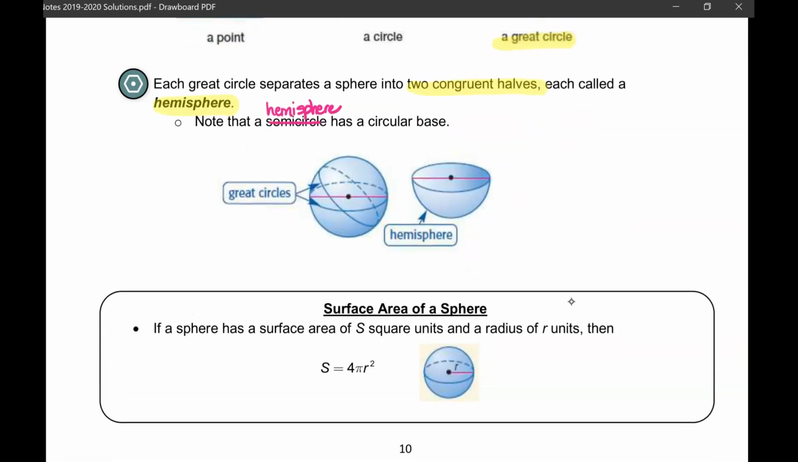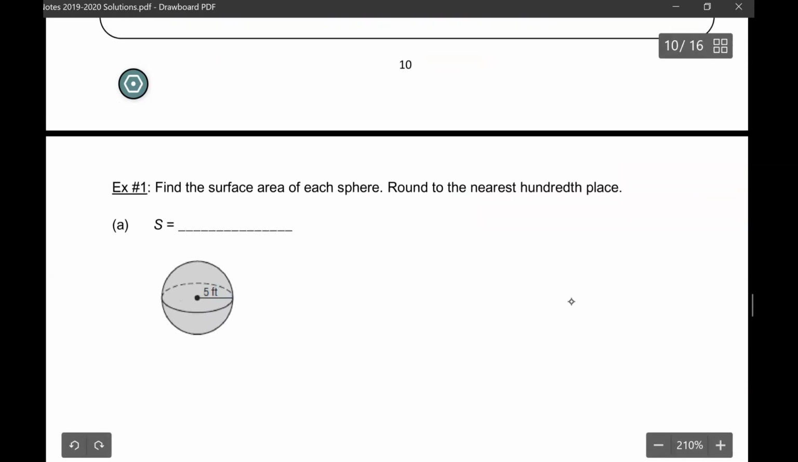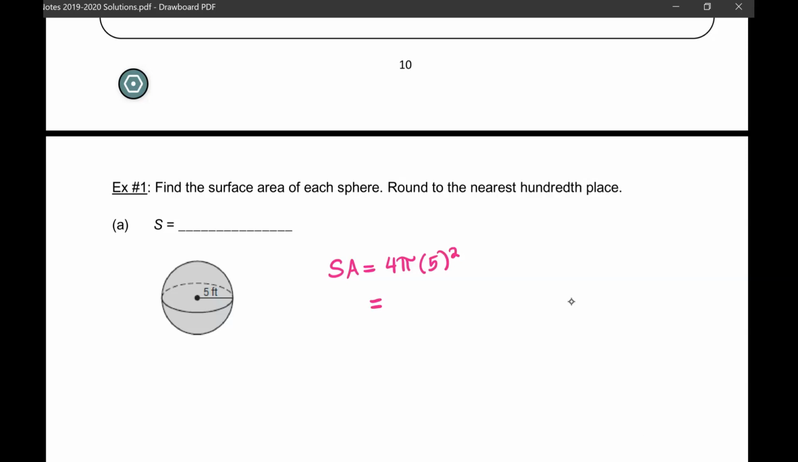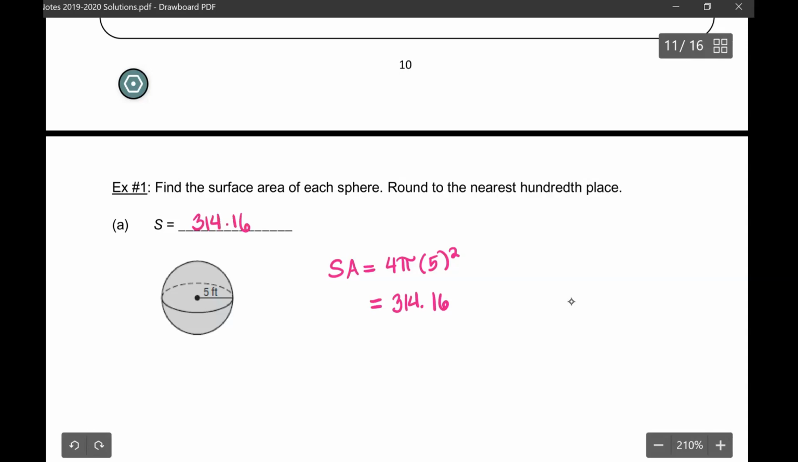Okay, so here we're just going to jump right into the formula. Surface area of a sphere. The nice thing about surface area and volume for a sphere, there's only one measurement that we need, and that is the radius. So the surface area is 4 pi r squared. So let's take a look, find the surface area of a sphere, round to the nearest hundredth. So our surface area is 4 pi times 5 squared. So that's going to be 25 times 4, so that's going to be 100 pi, which is 314.16, and it's going to be square feet.